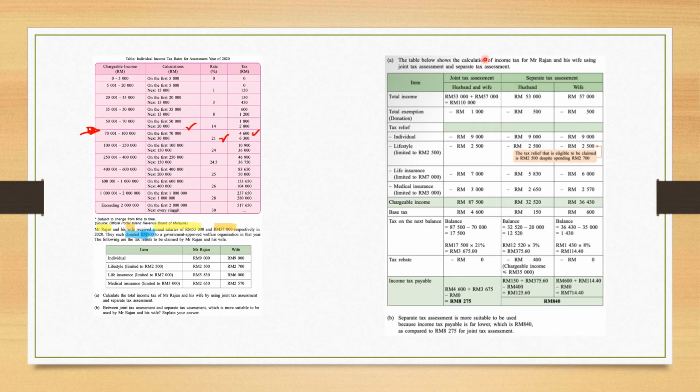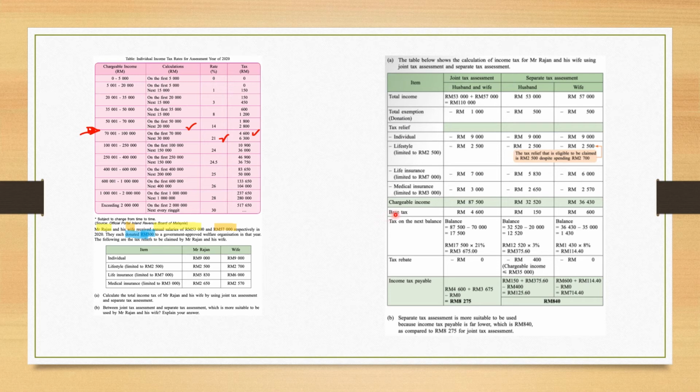Alright. Now, for separate tax assessment, again, the base tax, the tax rebate, all the things are the same. The only difference is how to calculate the chargeable income. So, as I mentioned, for separate tax, you separate it out individually. 53,000 for husband, 57,000 for wife. Minus 500 and minus 500 individually for donation, your tax exemption right here.